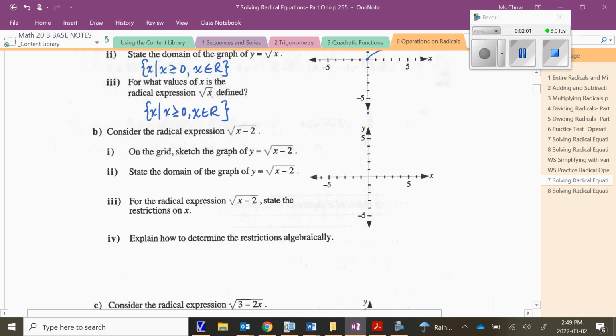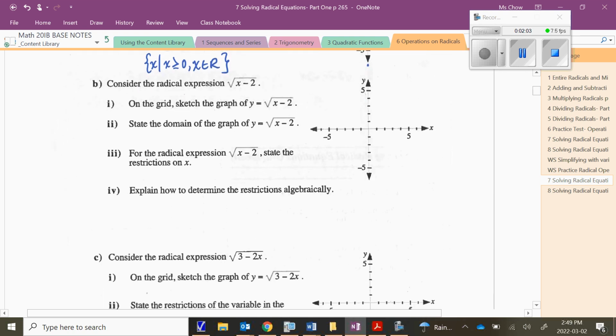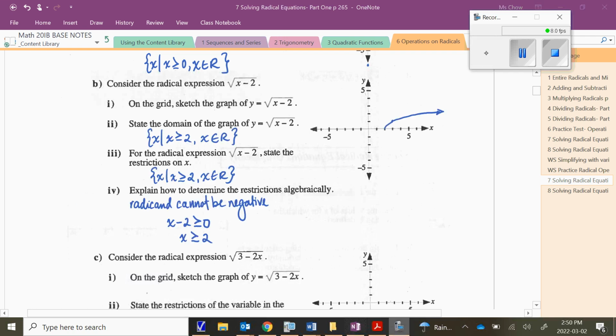Okay, moving on to the second section then. Consider that radical expression, the square root of x minus 2. And so again, you could use your graphing calculator, hit pause, and graph that and sketch that on, and then fill in the domain and state any restrictions and think about how we can come up with those algebraically. So hit pause, fill those in, and just come back to it once you're done.